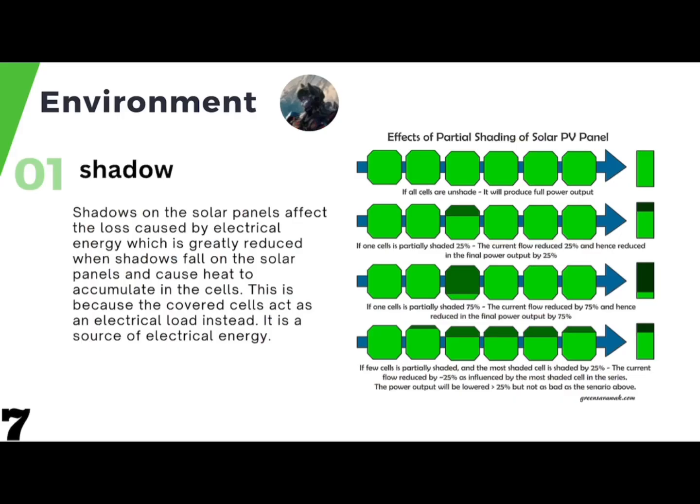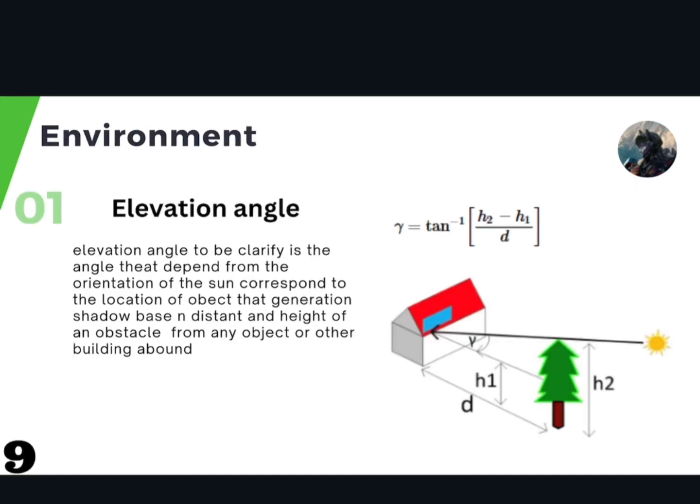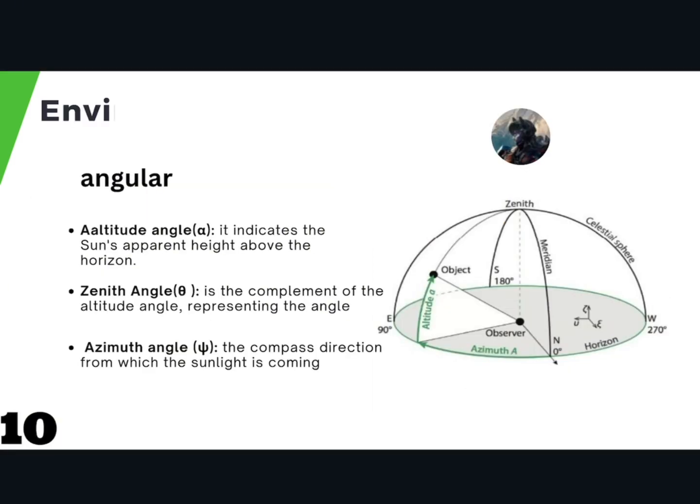In the section on environment, for the shadow: shadow on the solar panel affects the loss of electrical energy, which is greatly reduced when shadow falls on the solar panels and causes heat to accumulate in the cell, of course. So these are simple shadow parameters. This is a quick overview of elevation angles. For all types of angles, we have altitude angle, zenith angle, and azimuth angle.